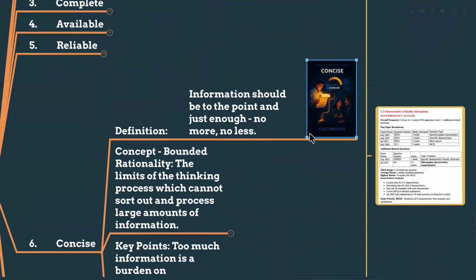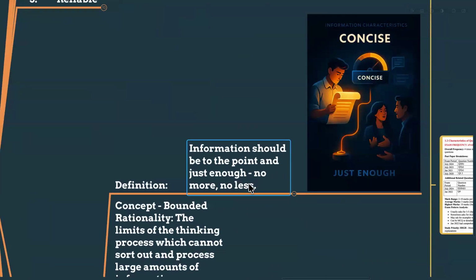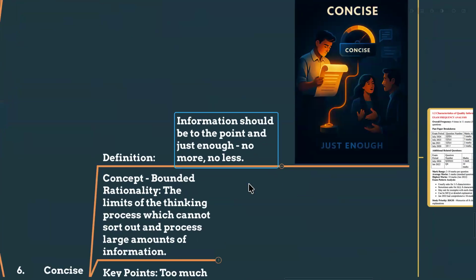Information should be to the point and just enough, no more, no less. That's very important. We are not going to give you more information so that you get confused, right? As well as not less. Let's say you are saying, okay, I will come at 3 p.m. Instead of a 10-minute explanation about the time, you say, I will come at 3 p.m. No need for a 10-minute explanation about the time, right?